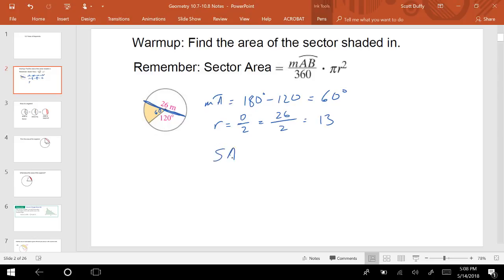Next, the sector area is equal to the measurement of the arc over 360 times pi times the radius squared. The measurement of the arc is 60 divided by 360 times pi times the radius of 13 squared. And what I showed you guys before was that you multiply 60 divided by 360 times 13 squared, and that will find the answer in terms of pi.